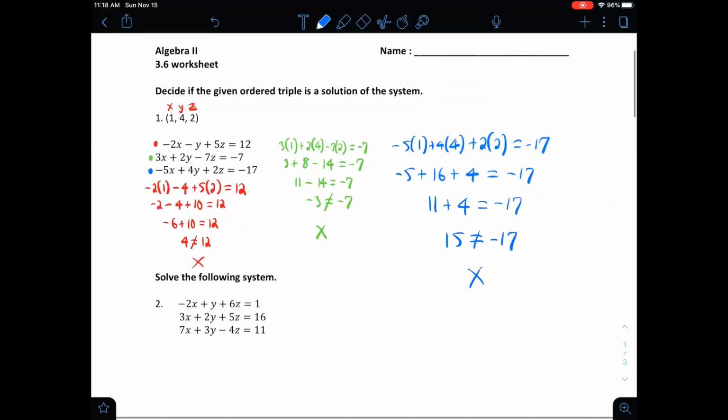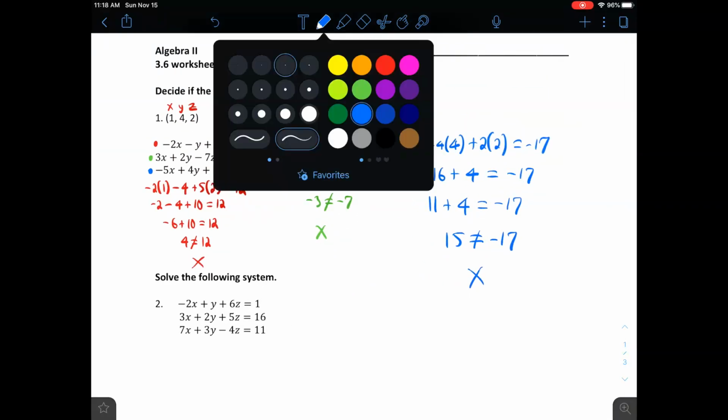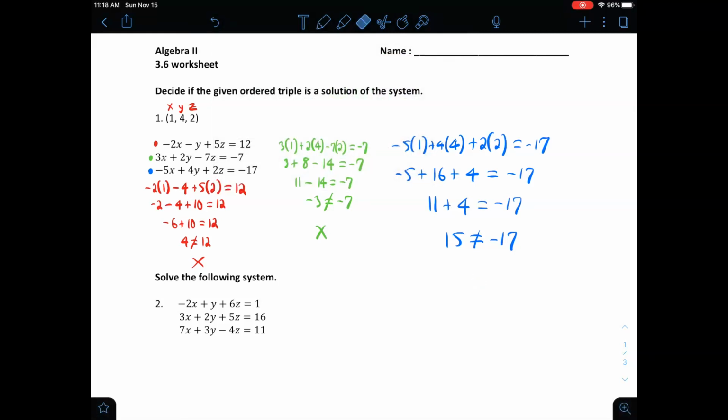So it's not a solution for any of the three of them, so we're actually going to write our final answer. I'm going to move this x up a little bit so we can get room for the next problem. So what we're going to write is not a solution. All right, it needs to be true for all three of them. It's true for none of them, so that means it's not a solution.